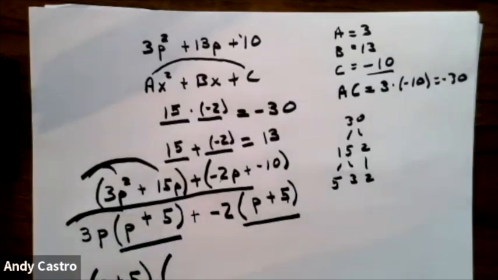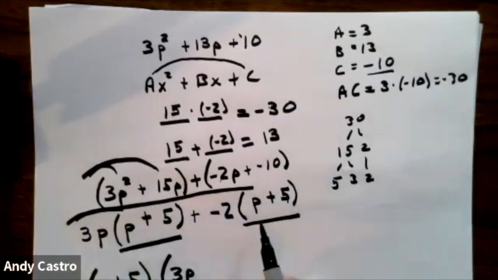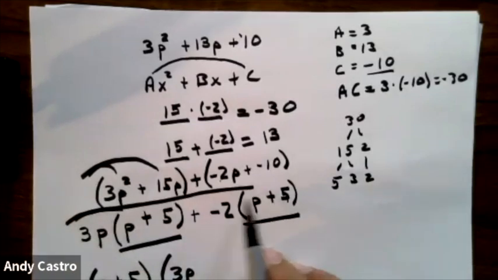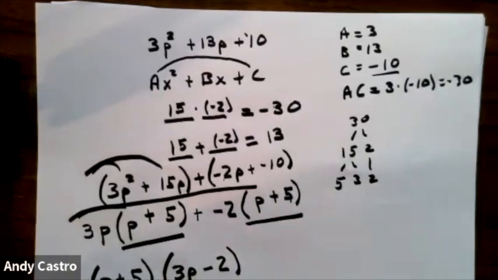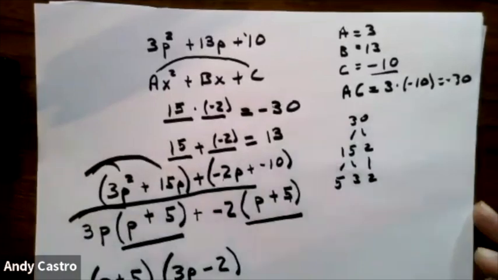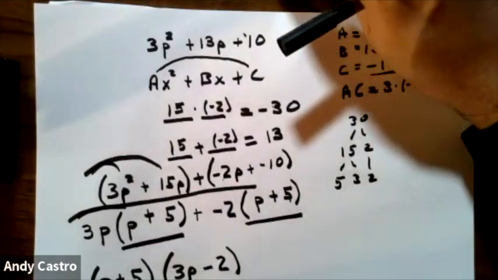So what's left in this first term, if I pull out the p plus 5, is 3p. And here, if I pull out the p plus 5, I have the negative 2 left. And that is your answer: p plus 5 times the quantity 3p minus 2.